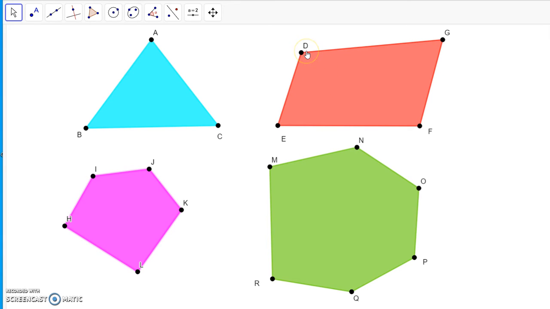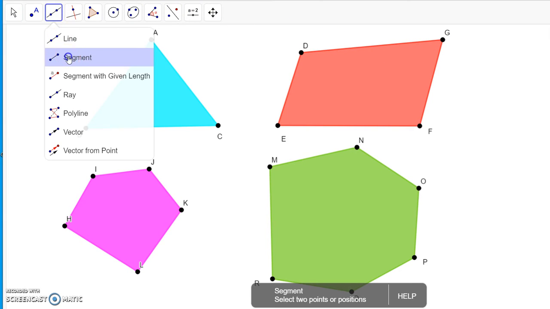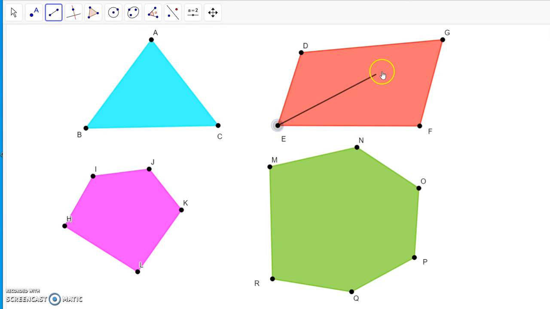This is quadrilateral DEFG. Now we have seen in our previous activity, we can find the sum of the interior angles of this quadrilateral by dividing it into two triangles. Now how did we divide it into two triangles? We just had to draw a line segment joining any two non-consecutive vertices.